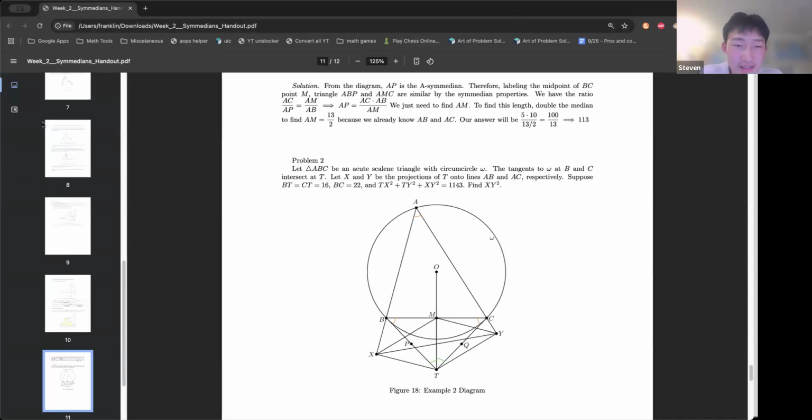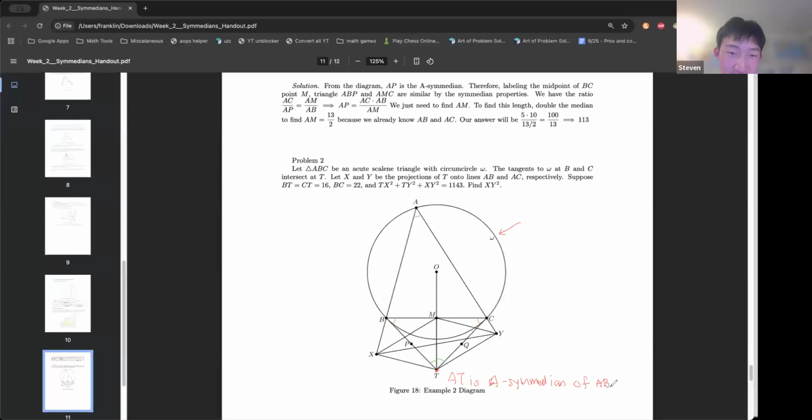Say ABC is an acute scalene triangle with circumcircle omega, which is a really common layout in Olympiad or even just computational geometry. If you draw the tangents to omega at B and C, and they intersect at T, you should immediately be on alert when this configuration occurs, because T is going to lie on the A-symmedian. If X and Y are the projections of T onto AB and AC respectively, suppose that BT equals CT equals 16, and you're given that BC equals 22.